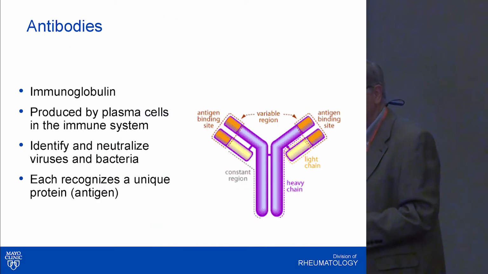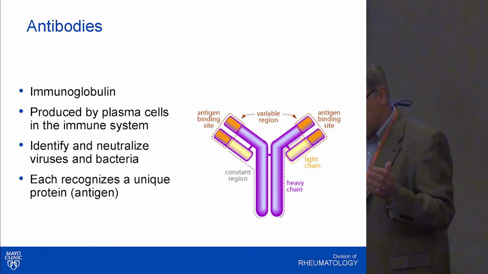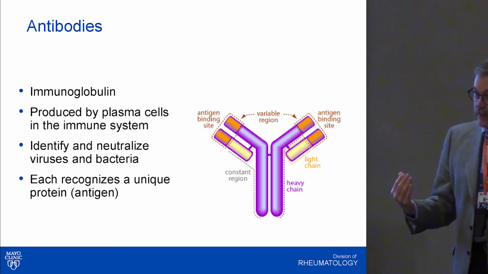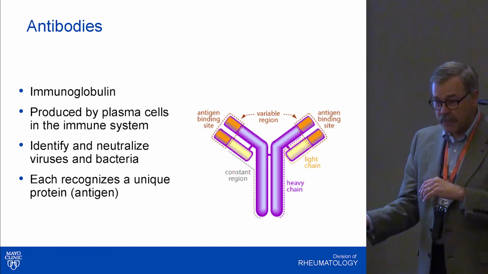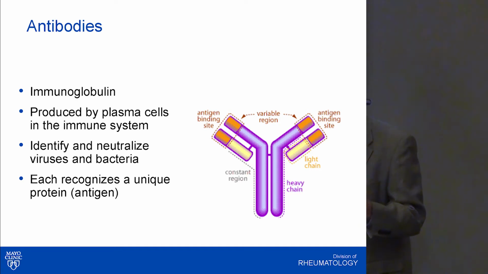More recently, we've been using these autoantibodies. So just background immunity: antibodies are part of the normal immune system. It's what you make when you get your flu shot. When you get an influenza vaccination, you make antibodies toward influenza. The antibodies are in the immunoglobulin part of the proteins, and each antibody recognizes a unique protein called an antigen. So we've got tens of thousands of different antibodies looking for influenza, diphtheria, staph, strep.